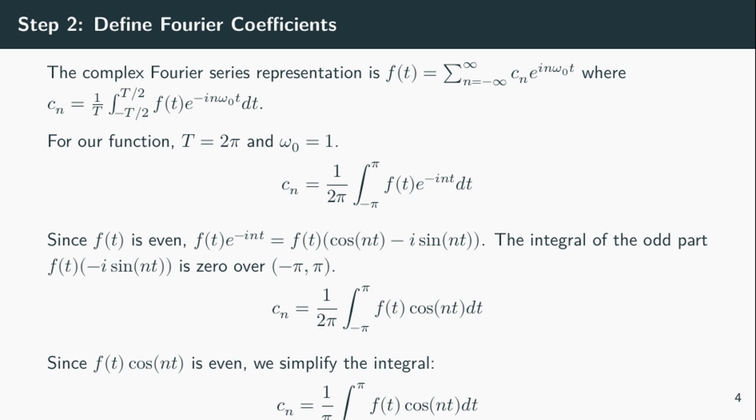This simplifies our integral for c_n to 1 over 2 pi times the integral from minus pi to pi of f of t times cosine of nt dt. And because f of t times cosine of nt is an even function, we can integrate from 0 to pi and just double the result. So c_n is 1 over pi times the integral from 0 to pi of f of t times cosine of nt dt. For the interval from 0 to pi, our function f of t is simply sine of t. So the integral we need to evaluate is 1 over pi times the integral from 0 to pi of sine of t times cosine of nt dt.